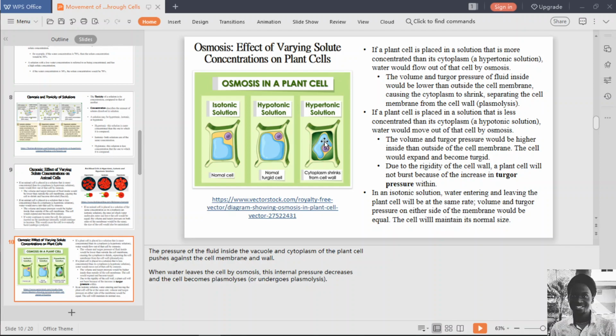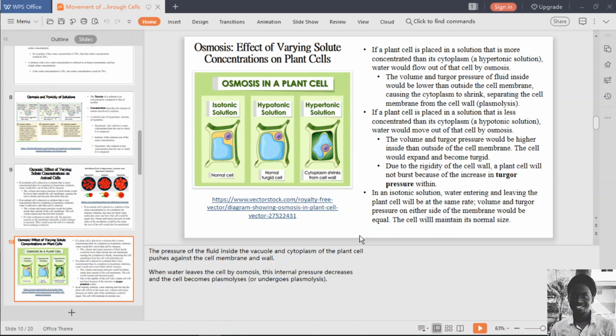Right, that pressure inside the membrane is created by the fluid inside the membranes, and when water leaves the cell, the pressure decreases. So the likelihood of the cell membrane attaching itself to the cell wall decreases. Okay, and then the cell becomes plasmolyzed. Okay, and that is what happens when a plant cell is placed in a hypertonic solution.